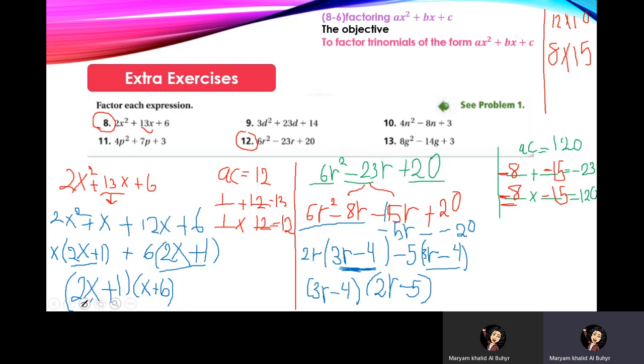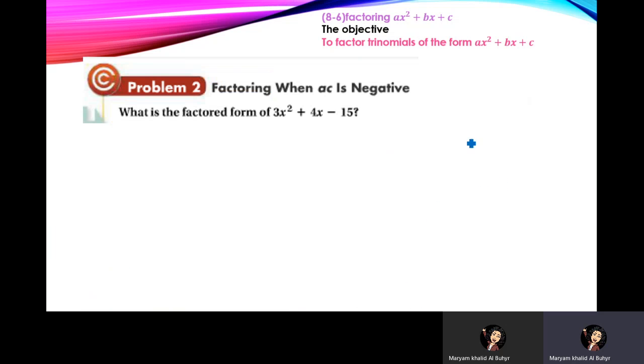Let me move to the next problem, which is exactly the same idea. All this concept, all this lesson is moving around only one idea. Let me work on that. Here, once we have AC negative, that's what I was telling you in Got It 1. So if AC is negative, let's see. AC here, 3 times negative 15, which is AC. Let me write for you. I'm doing AC, which equals negative 45.